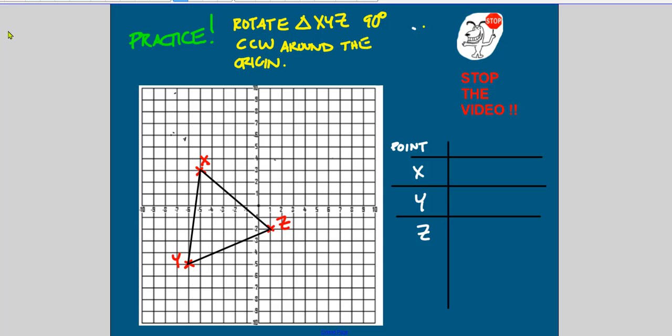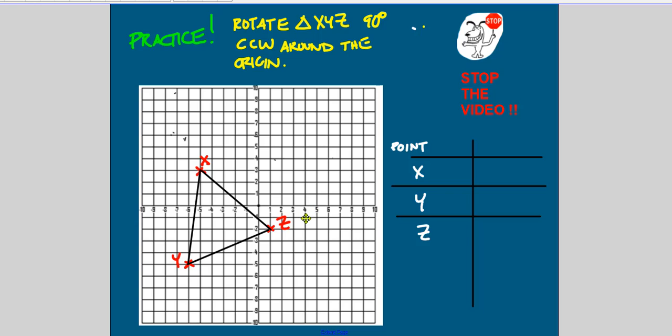Okay, so this is a practice. After I read this, stop the video and see if you can do this on a piece of paper. So you're going to rotate triangle XYZ 90 degrees counterclockwise around the origin. And I've given you a table here you can complete the points. Okay? Alright, let's take a look at what we got here.